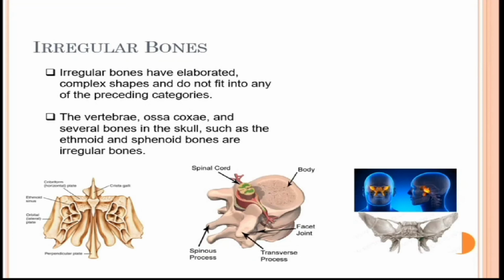And the fourth one is the irregular bones, and any type of bone which cannot be classified as long bone, short bone, or flat bone, we can put in this category, that is irregular bones. These are bones that have complex shapes and do not fit in other categories, like the vertebrae, ossa coxae, and several bones in the skull, such as the ethmoid and sphenoid bones. Right? So you see the complex structures of these bones. So they cannot be categorized in other groups, and they have their specific functions.